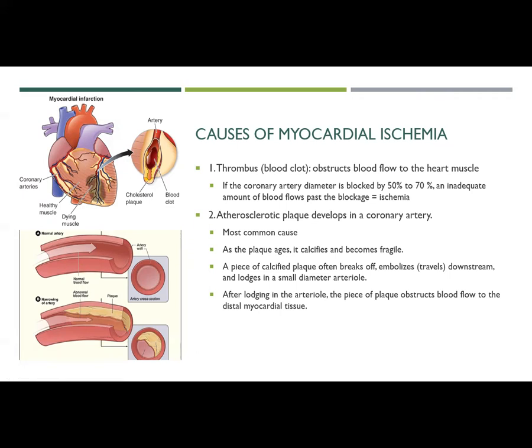Arteriosclerotic plaque develops in the coronary artery. Most common cause, as the plaque ages, it calcifies and becomes fragile. A piece of calcified plaque often breaks off and travels downstream. So that's where you get the embolism, and it lodges in a small diameter arteriole. After lodging in the arteriole, the piece of plaque obstructs blood flow into the distal myocardial tissue.